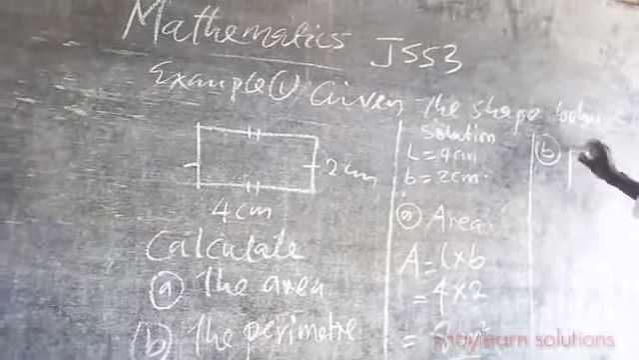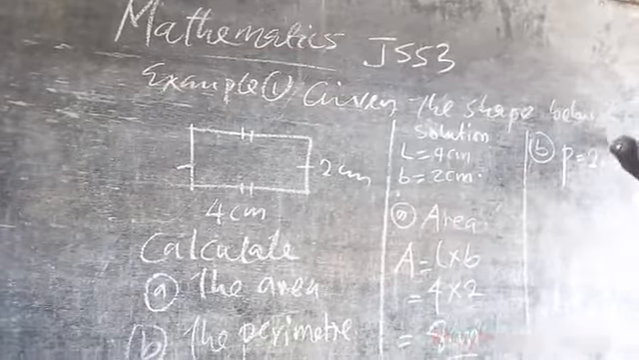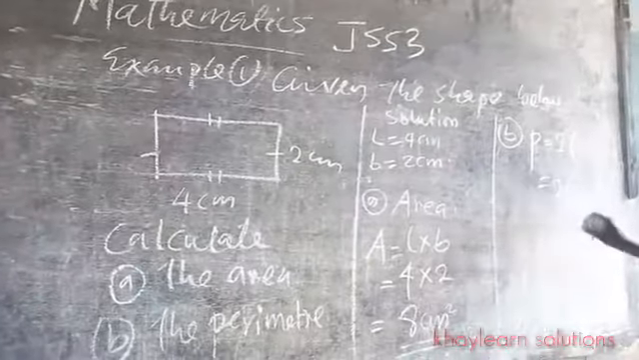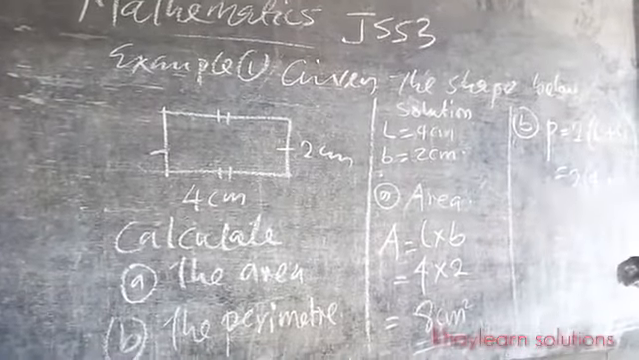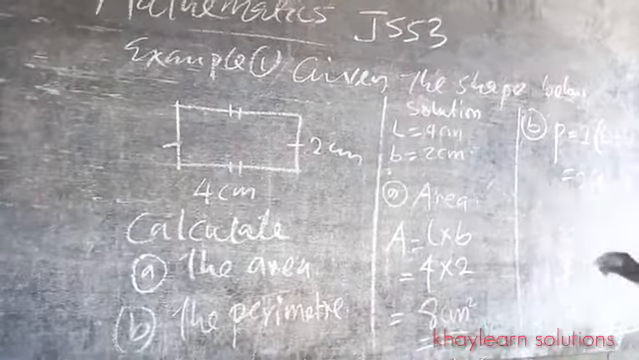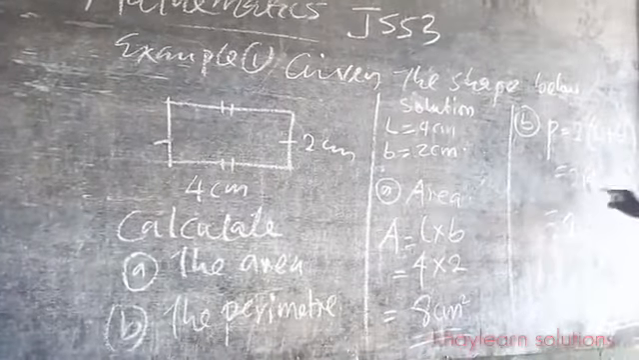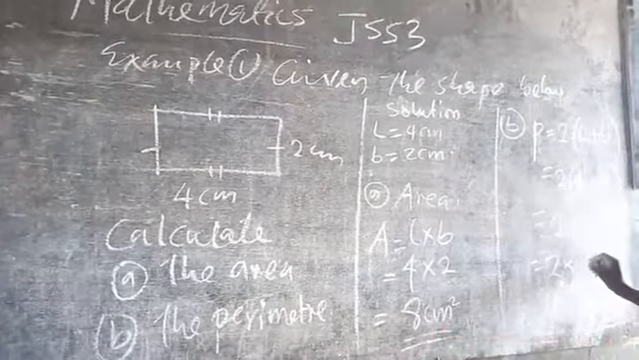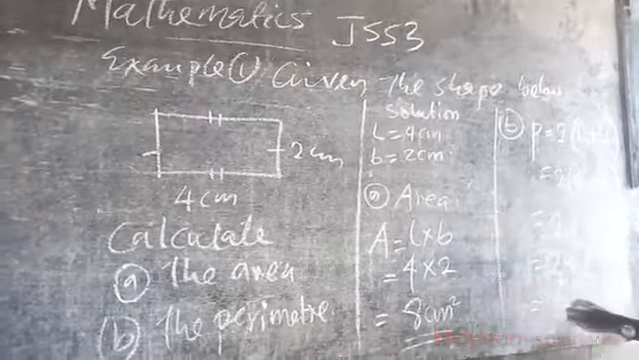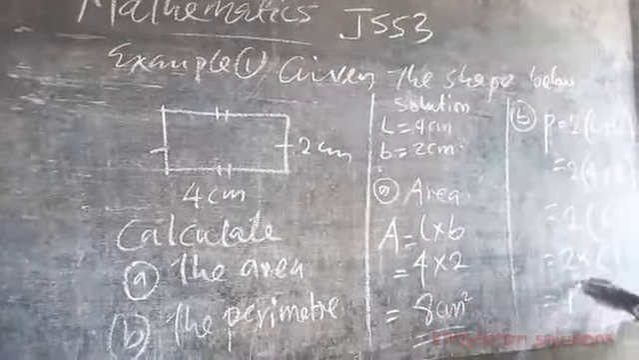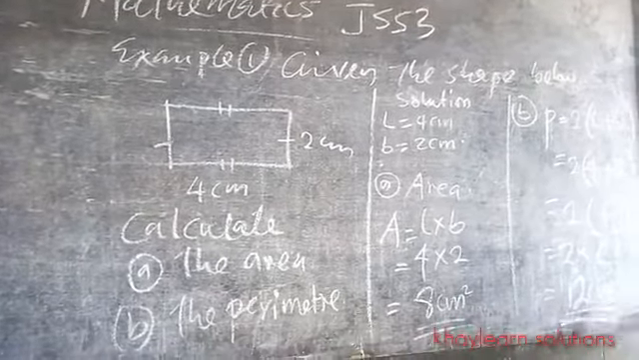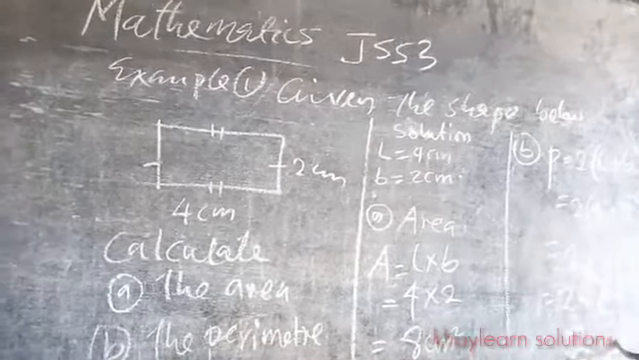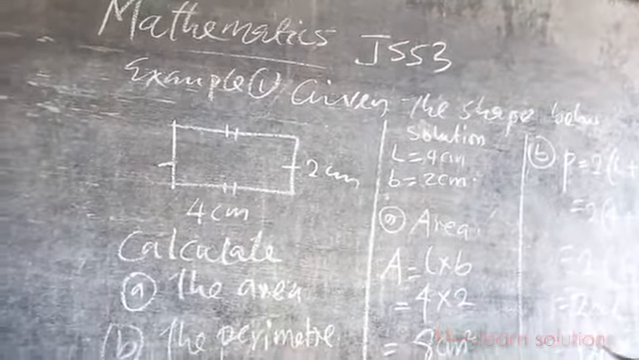The perimeter P equals 2 bracket L plus B. Now we have 2 bracket, my L is 4, my B is 2. So what we're going to have is 2 brackets, 4 plus 2 is just 6. Now bracket means multiplication, that is 2 times 6, and 2 times 6 equals 12 centimeters. And I told you the unit of perimeter has no square, so what we have is just 12 centimeters.